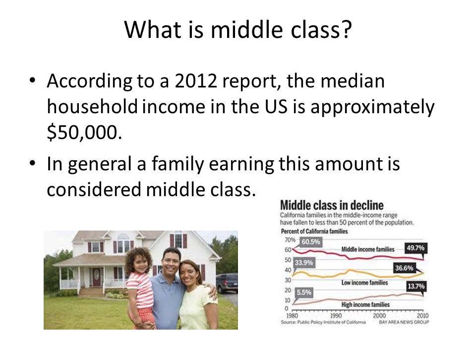So what is the middle class? According to a 2012 report, the median household income in the U.S. is approximately $50,000. In general, a family earning this amount is considered middle class. What you'll see here, and this is from California. California is the 6th largest economy in the world. So California really is a good representation of the United States overall.